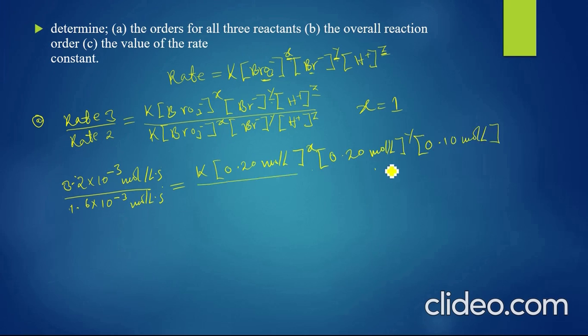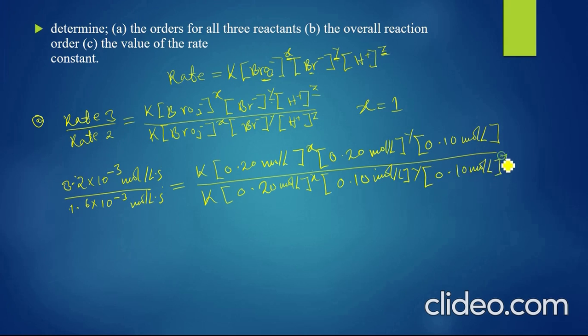And then over, we write the initial concentration of the bromate ion on experiment 2, which is 0.20 mole per liter, to the power x. And the concentration of bromide ion on experiment 2 is given to be 0.10 mole per liter, to the power y. And then the initial concentration of the hydrogen ion is 0.10 mole per liter there.